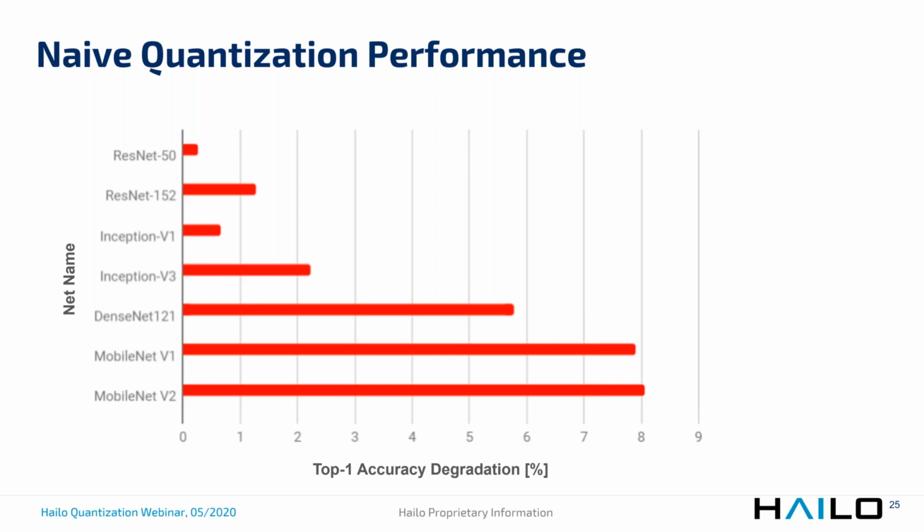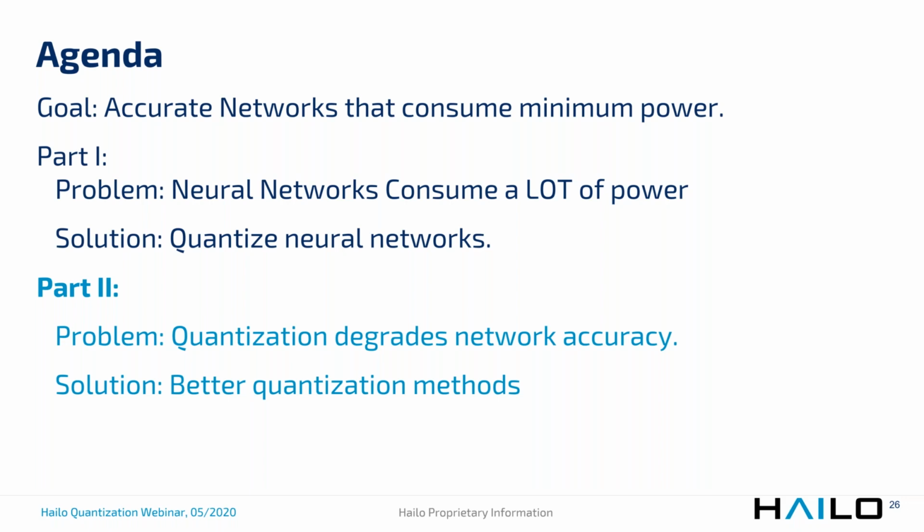And some networks have very bad performance after quantization, so they incur very large error. What we want to do is understand what happens in these failed cases and how we can fix it. So that brings us to the second part of our agenda, which is understanding why quantization fails and how we can improve on it.